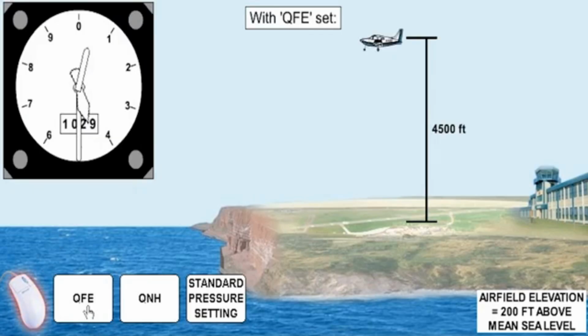QFE is the aerodrome level pressure, which, when set on the subscale, will cause the altimeter of an aircraft on the ground to read 0, assuming there is no instrument error. In flight, with QFE set, the altimeter will indicate height above the aerodrome QFE reference datum, provided ISA conditions obtain between aerodrome level and the aircraft, and there are no other altimeter errors. In practice, QFE is used mainly for circuit flying and gives a good indication of height above the aerodrome.